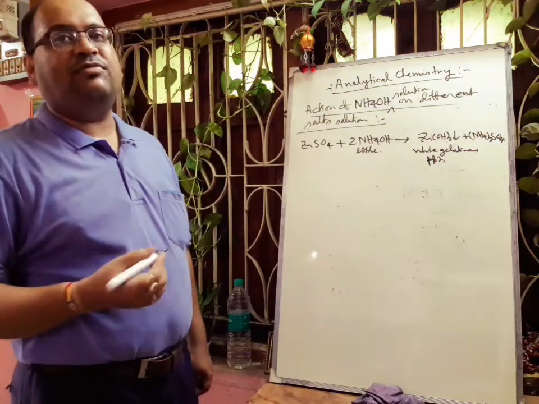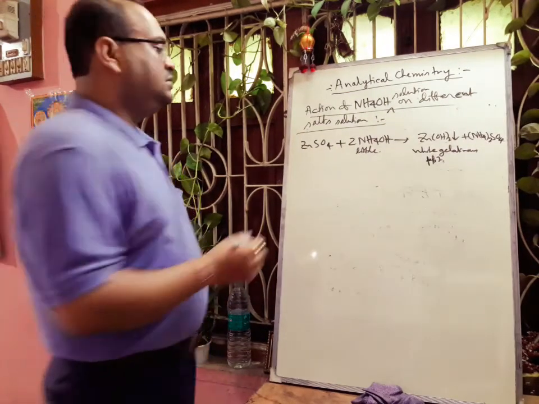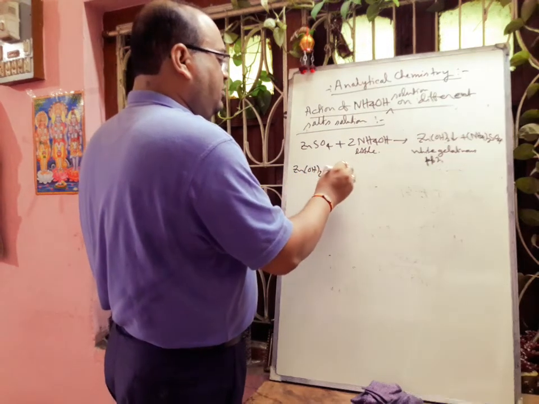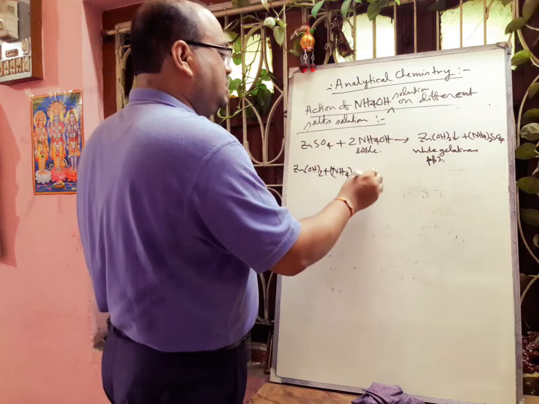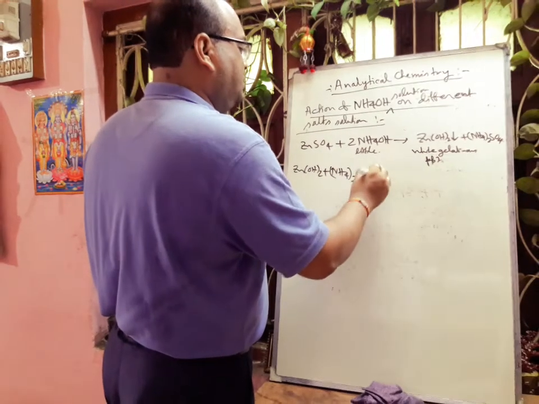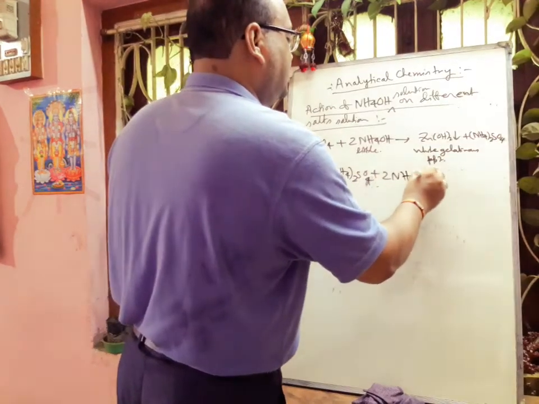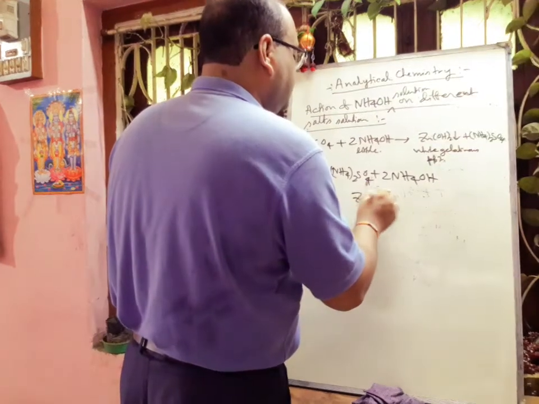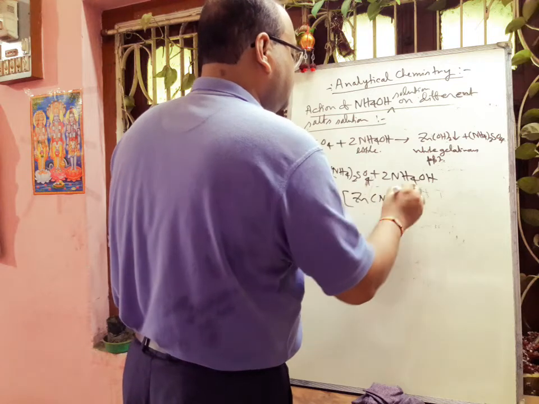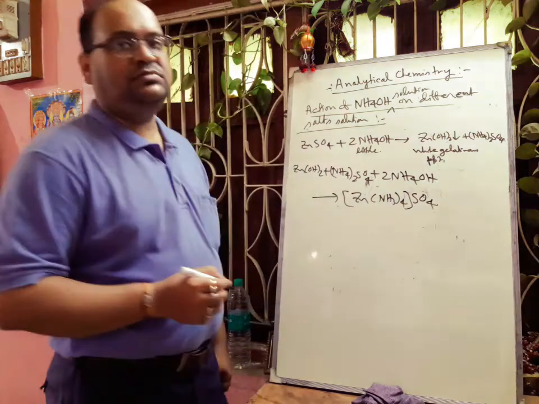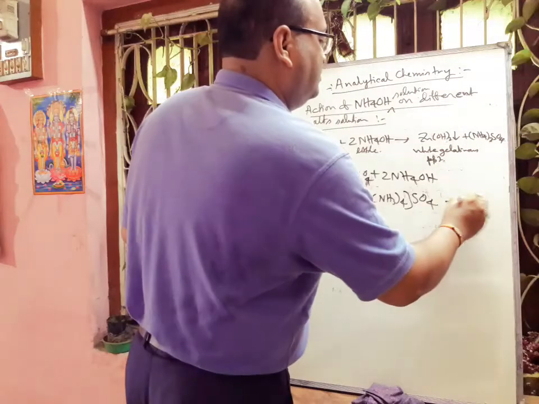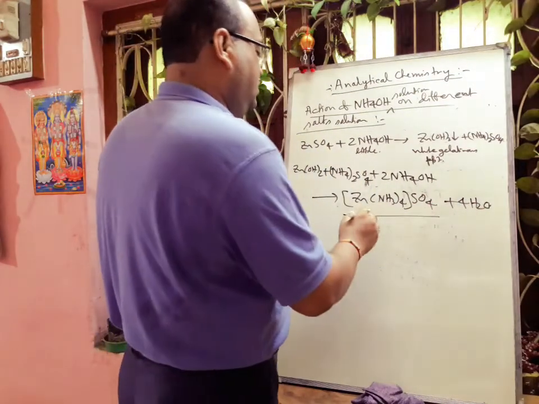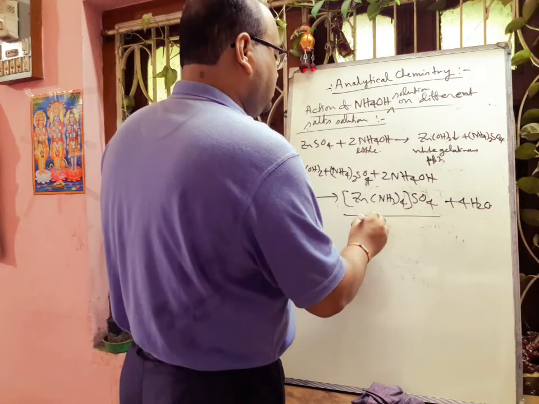But if we add excess ammonium hydroxide, then what will happen? This will again react with excess ammonium hydroxide, zinc hydroxide plus ammonium hydroxide, in the same solution. This is the first step, this is the second step, plus twice NH4OH. Then again there will be formation of one complex salt, that is tetramine zinc sulfate, plus 4H2O, and it remains a colorless solution, water soluble. Okay, so the colorless solution.